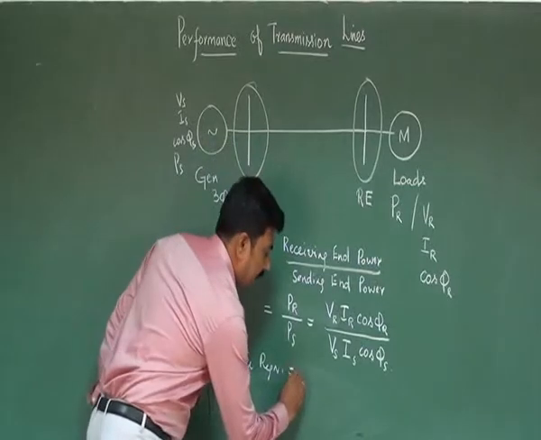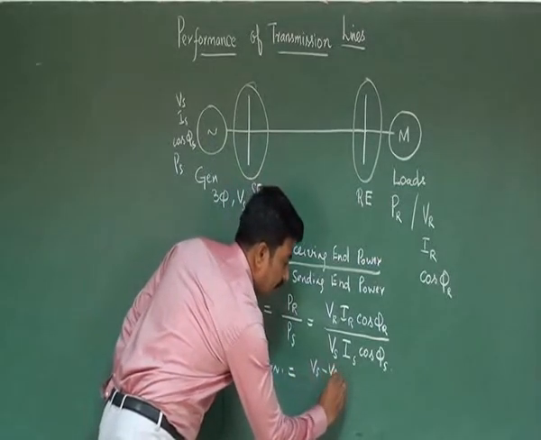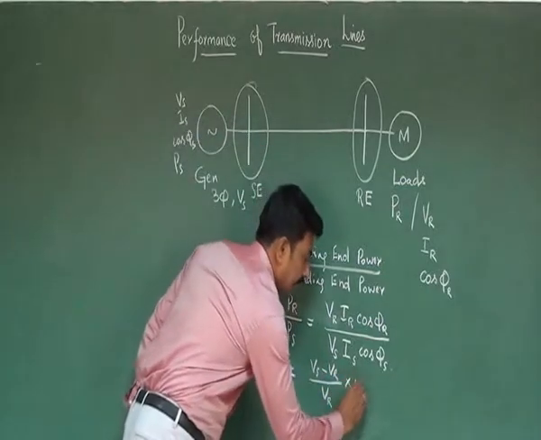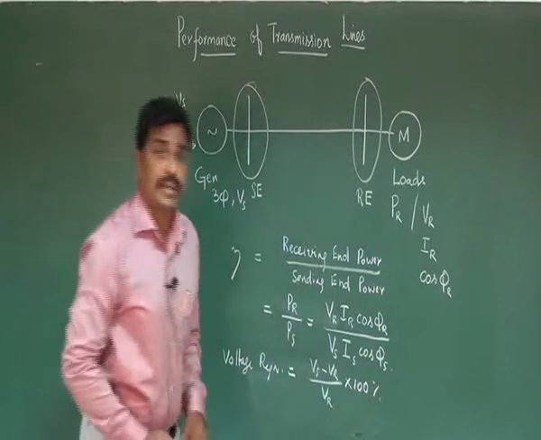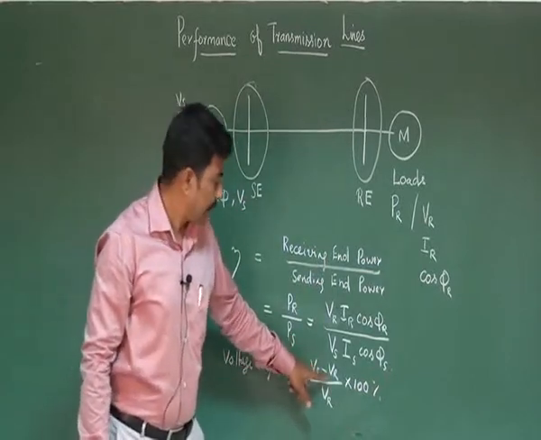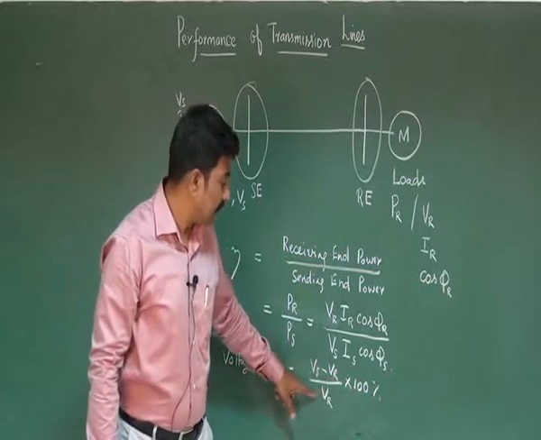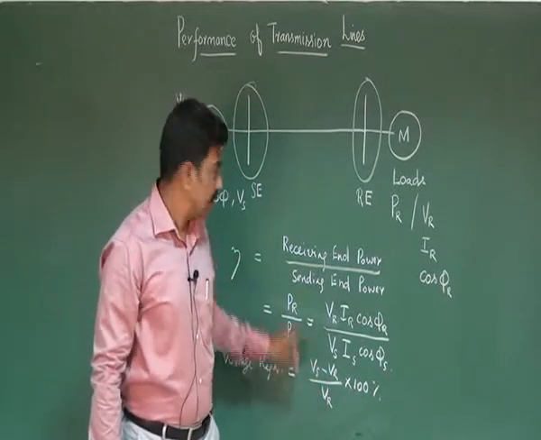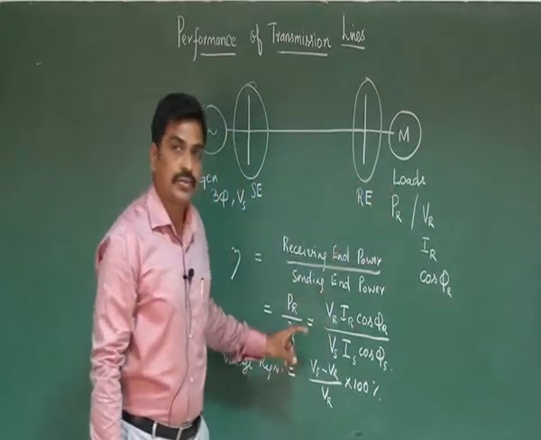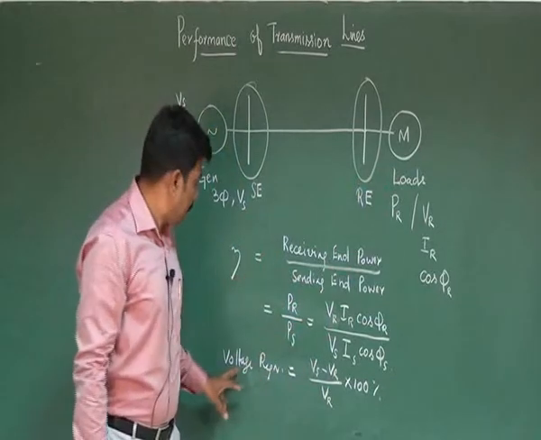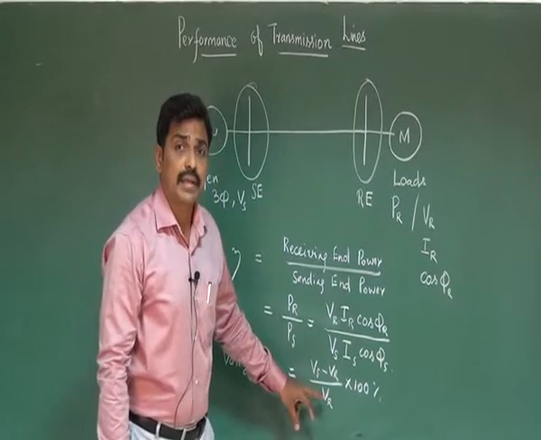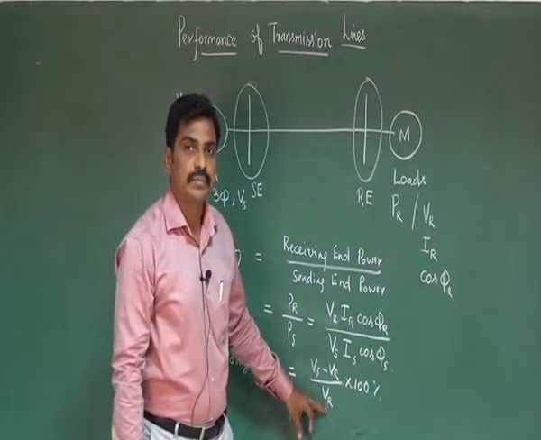Voltage regulation is equal to (Vs minus Vr) divided by Vr into 100. That is, it is expressed in percentage. Now, sending end voltage Vs minus receiving end voltage Vr divided by receiving end voltage can be easily understood as voltage drop. Voltage regulation is actually the voltage drop expressed as a percentage of receiving end voltage.